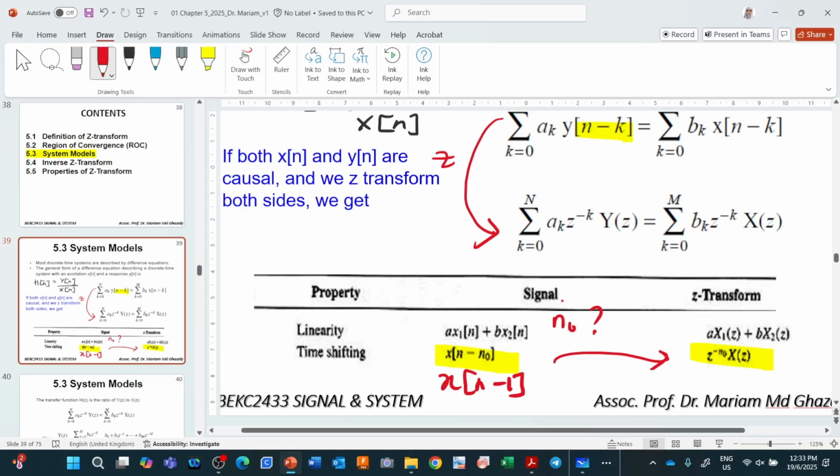If you want to convert it into Z transform, then you write it directly using the table of Z transform. So you write it as z to the power of minus n naught, and n naught here is equal to 1, so z to the minus 1. That is the representative of x[n minus 1] in the Z domain. So we have the time shifting.